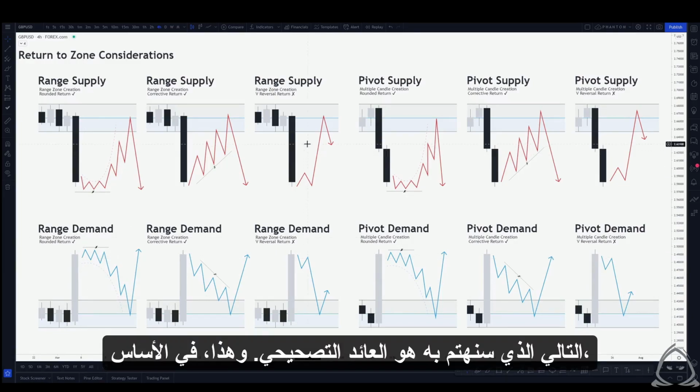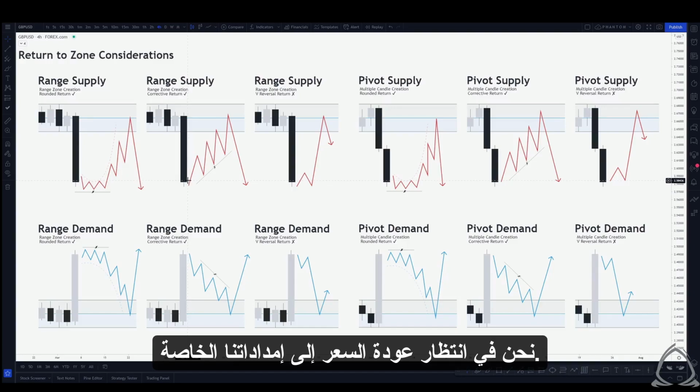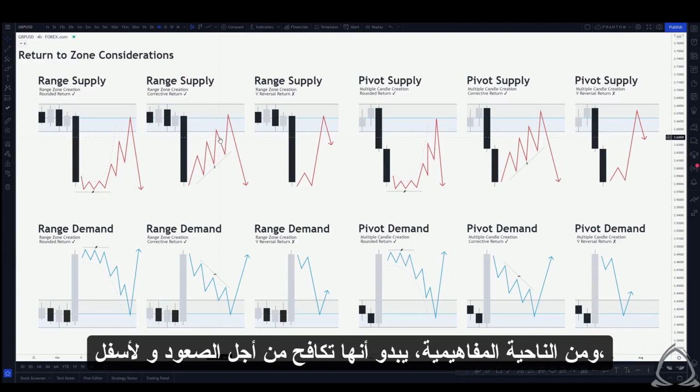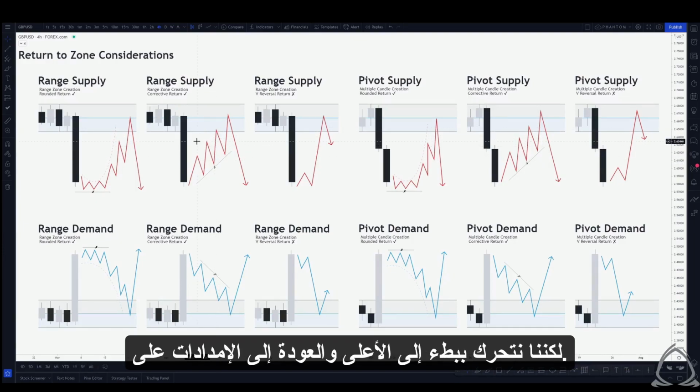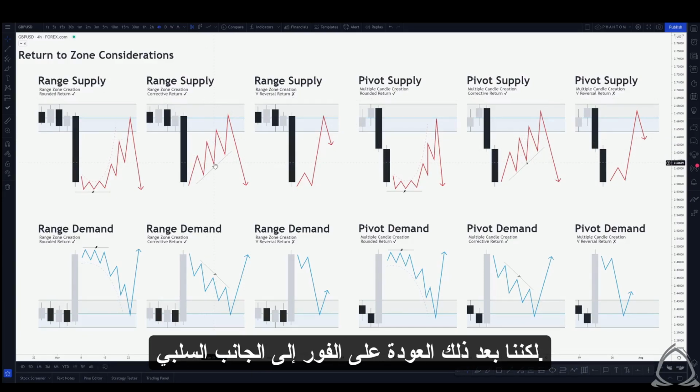The next one that we would be interested in is the corrective return, and that's basically once price creates a supply zone, we see that expansion out. We're waiting for price to return back to our supply zone. You see price moving to the upside, moving to the downside, moving to the upside, and conceptually it looks like it's struggling to move up and down, but we are slowly moving to the upside and back into this supply zone. You can see we create a high, we break that high, but then we're immediately moving back to the downside.